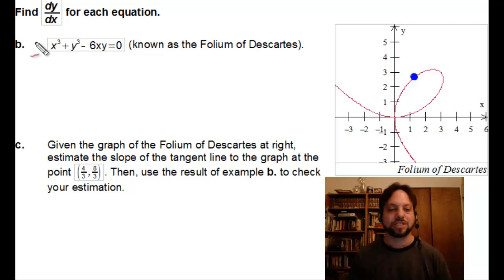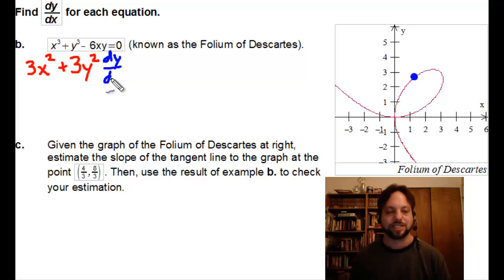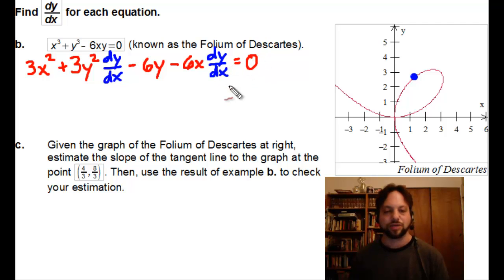In example B, we're going to differentiate this function that we've already seen. So I'm not going to spend a whole lot of time on this. If we differentiate the x cubed, of course, we'll have 3x squared. Differentiate the y cubed, we'll have 3y squared. But then, of course, don't forget about your dy/dx. Now, when we differentiate this negative 6xy, we'll have a minus 6y. That's if we differentiate the x part. And if we differentiate the y part, we'll have minus 6x. Of course, don't forget dy/dx. And all of that will just equal 0.